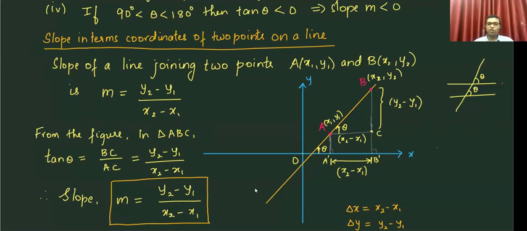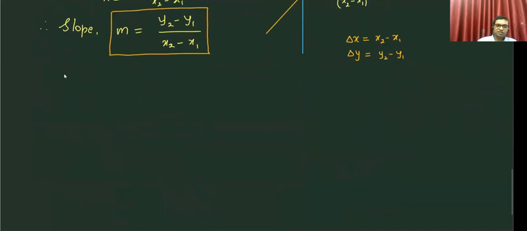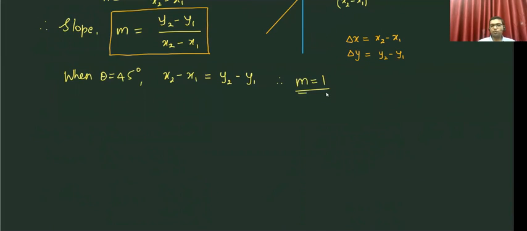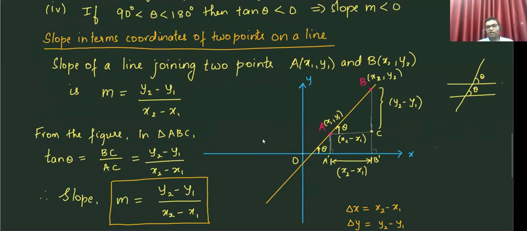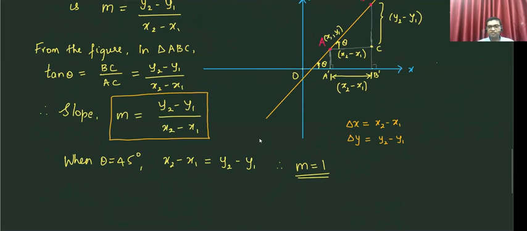When theta equals 45 degrees, x2 minus x1 will be equal to y2 minus y1. Therefore, m is equal to 1. When you say slope equals 1, it means the line is inclined 45 degrees with the x-axis. All right, clear?